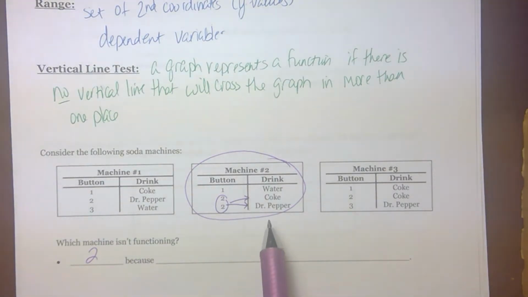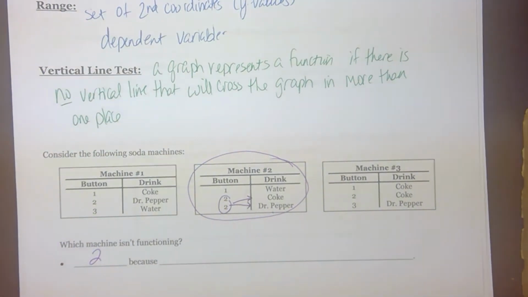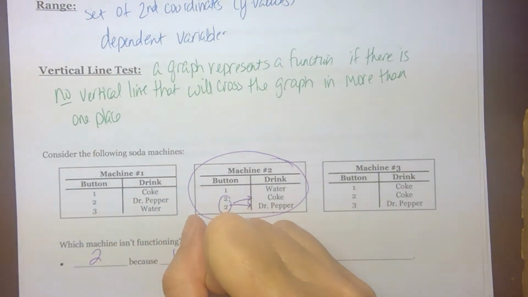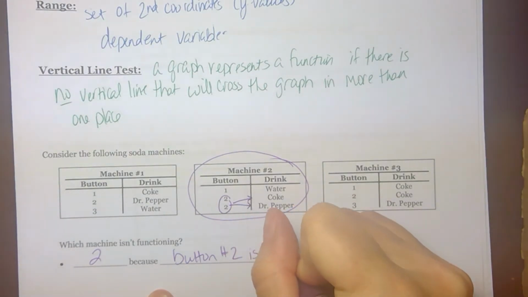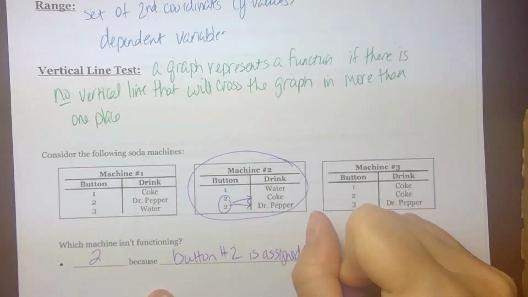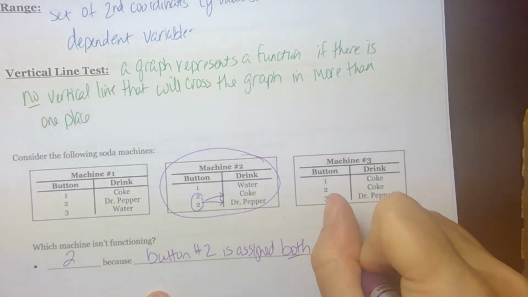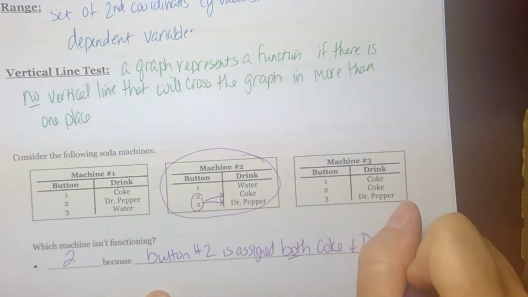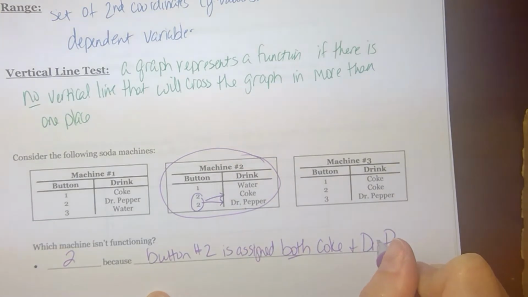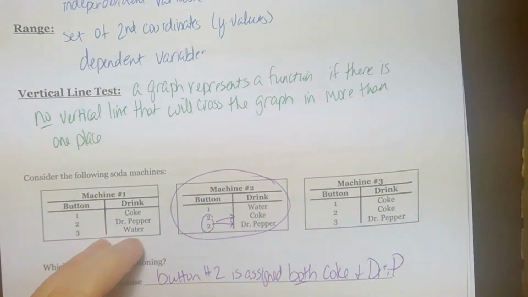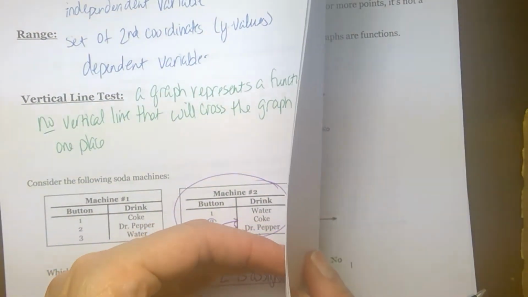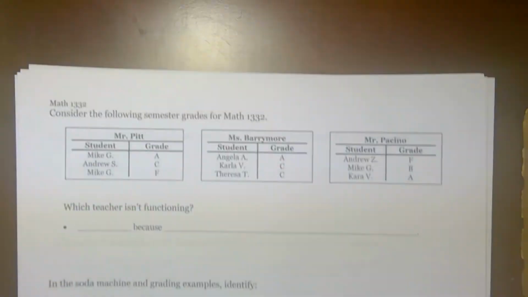So that's going to be a problem for me if I push number 2 and I'm expecting a Dr Pepper and I get out a Coke. So this machine isn't functioning correctly. It's not a function because button number 2 is assigned to both Coke and Dr Pepper. It's not a sure thing. I might push the button and get a Dr Pepper, but I might also push the button and get a Coke. That's not okay. That's not functioning. Let's look at the next example.